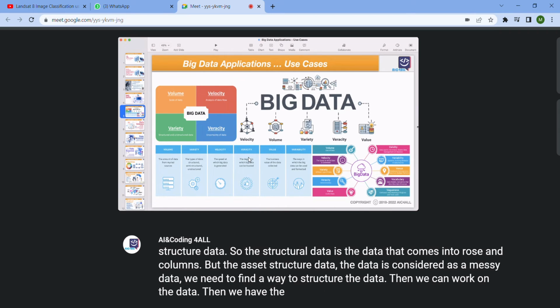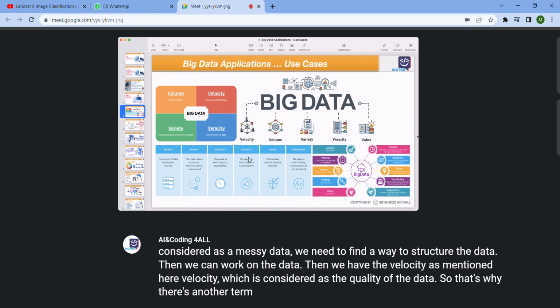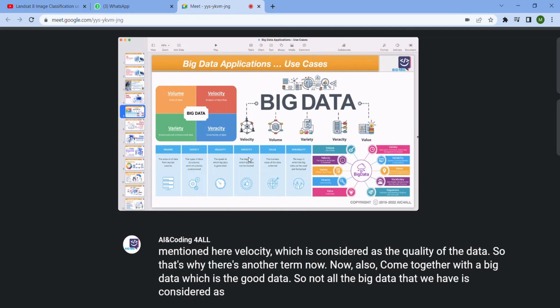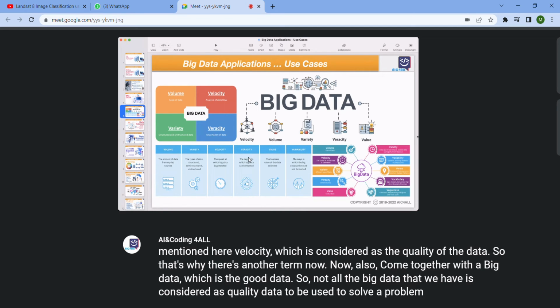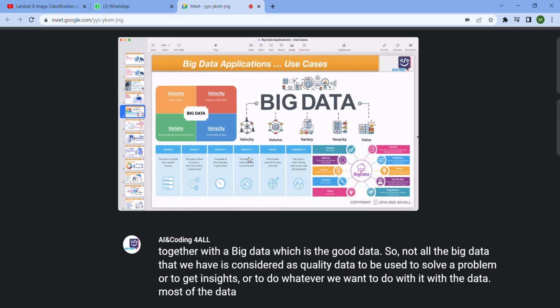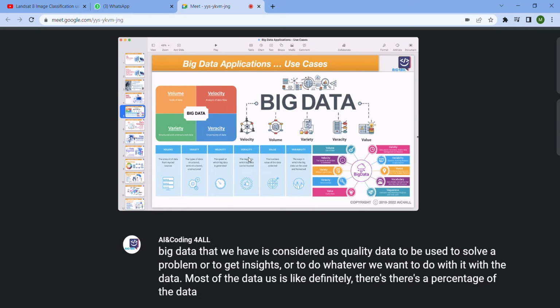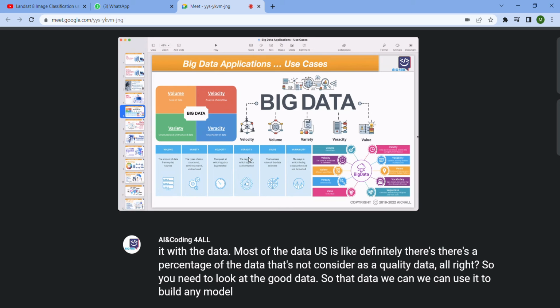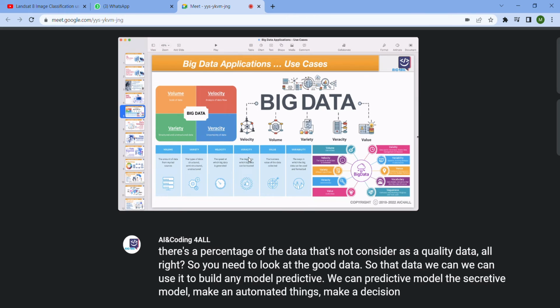Then we have veracity, which is considered the quality of the data. That's why there's another term that now also comes together with big data, which is good data. Not all the big data that we have is considered quality data to be used to solve a problem or to get insights or to do whatever we want to do with the data. Definitely a percentage of the data is not quality data. All right, so we need to look at the good data. That data we can use to build any model, predictive model, descriptive model, make automated things, make a decision.